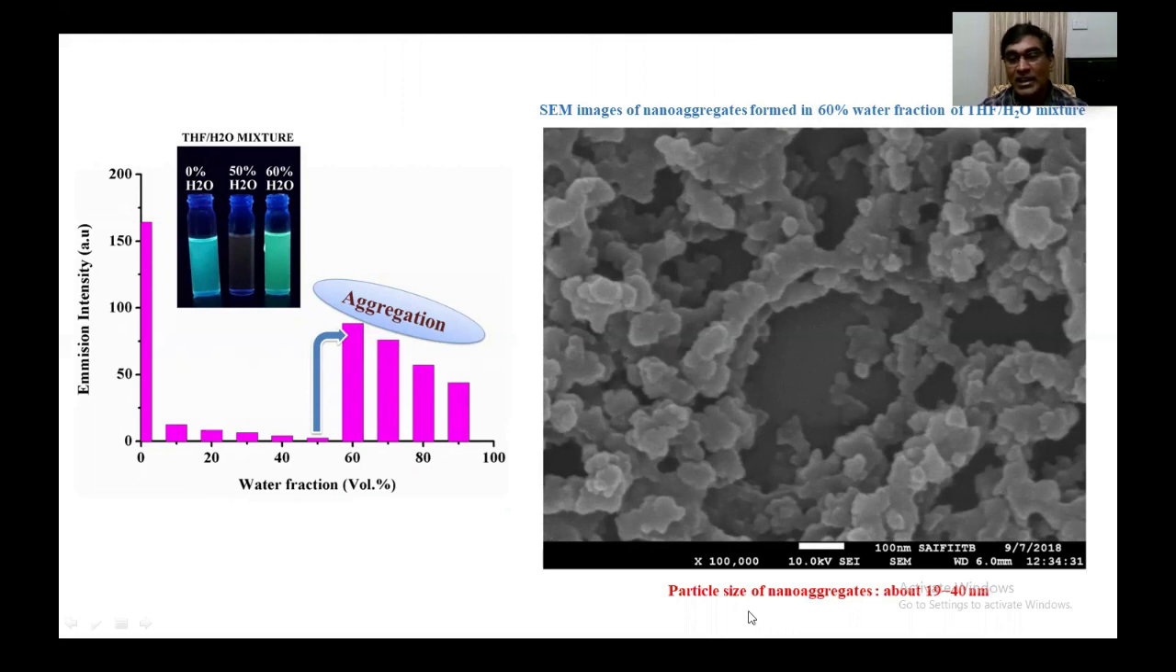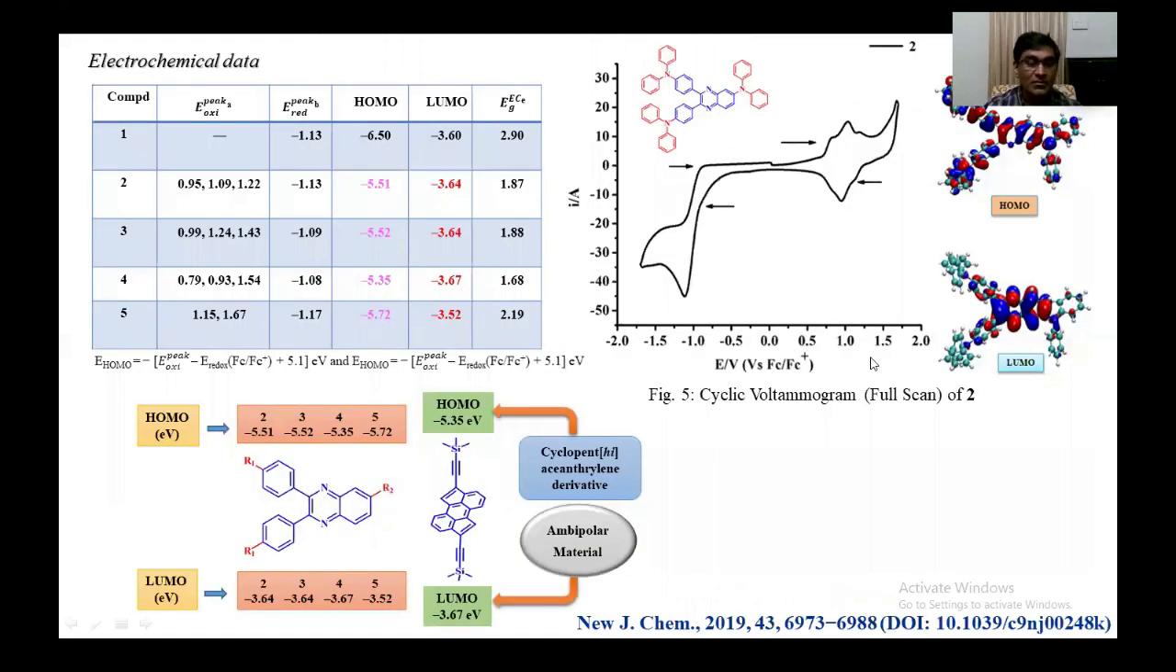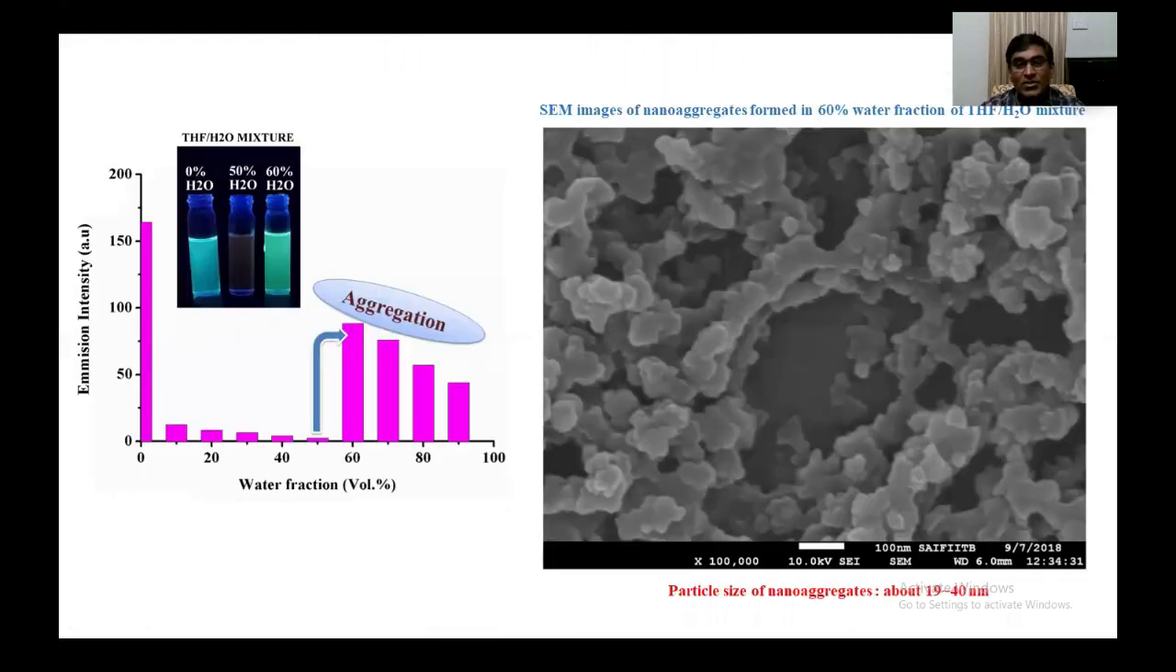So this is about the photophysical study, the absorption and emission properties of these molecules, and how the change in donor moieties affects the absorption and emission phenomena, as well as how they acquire AIE properties.